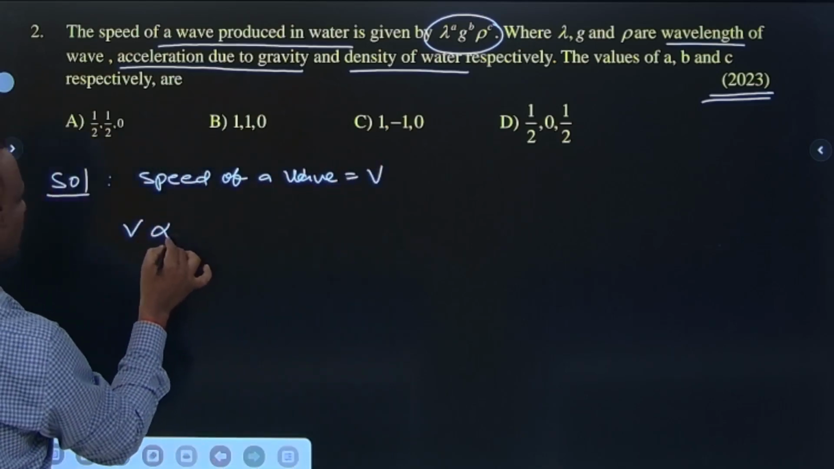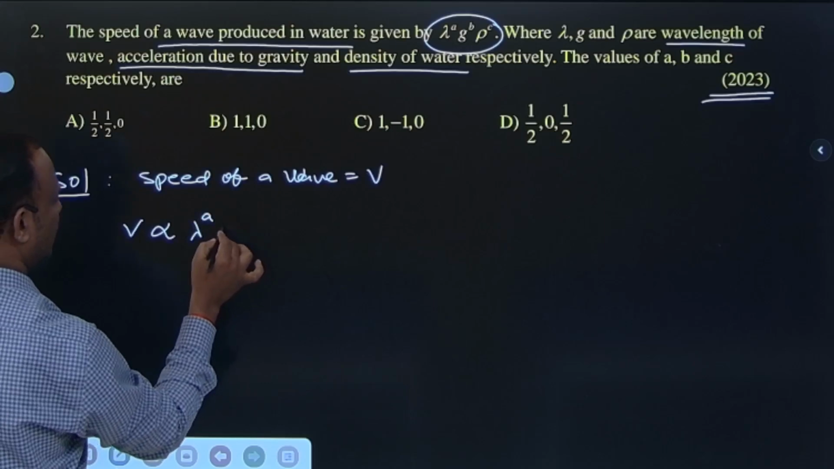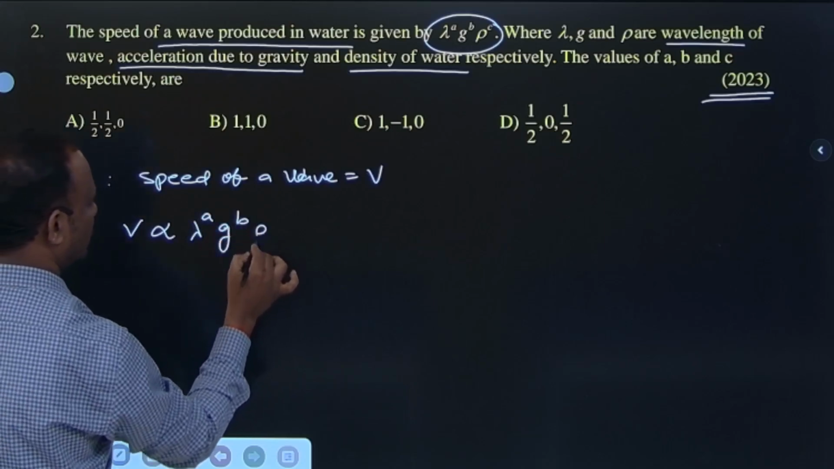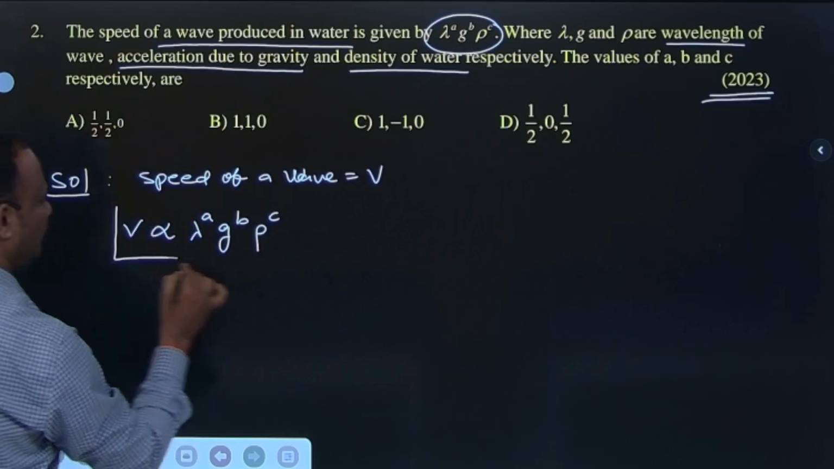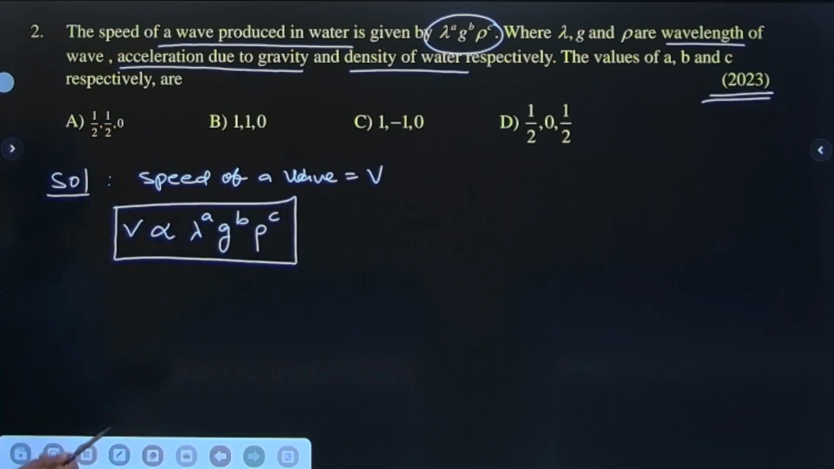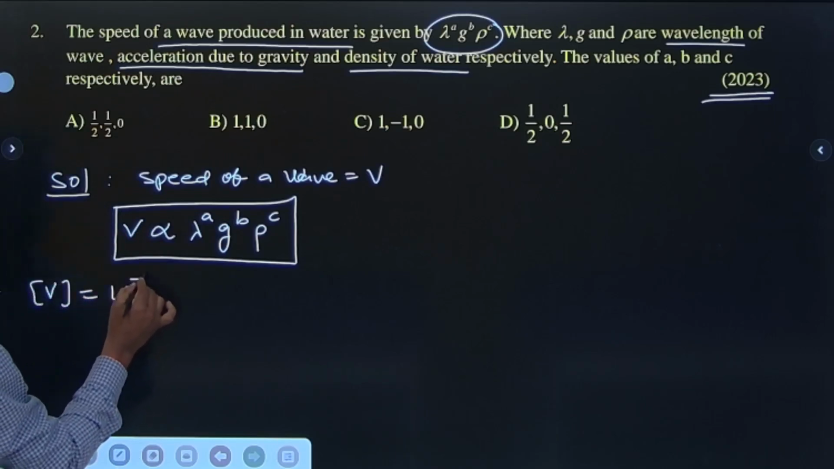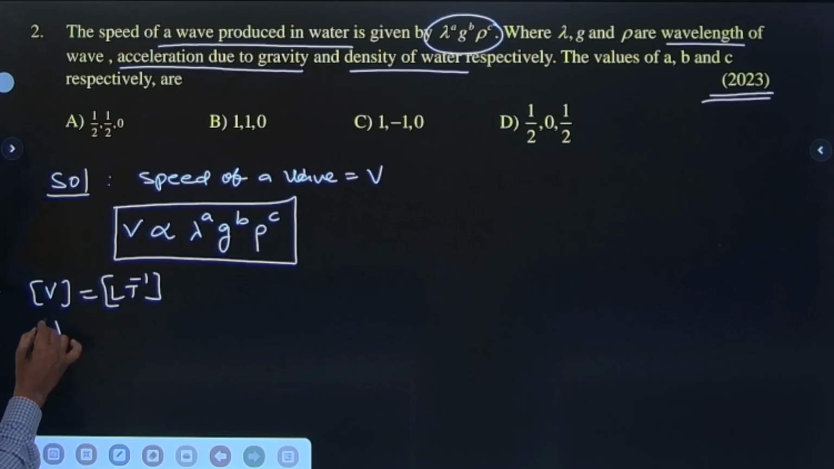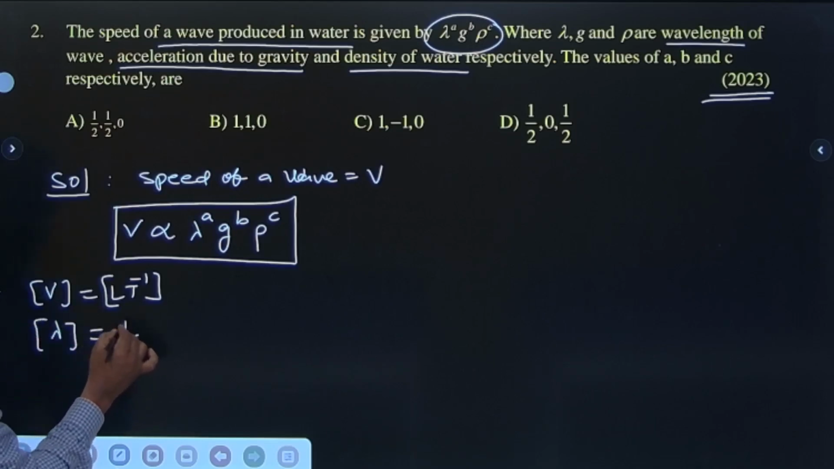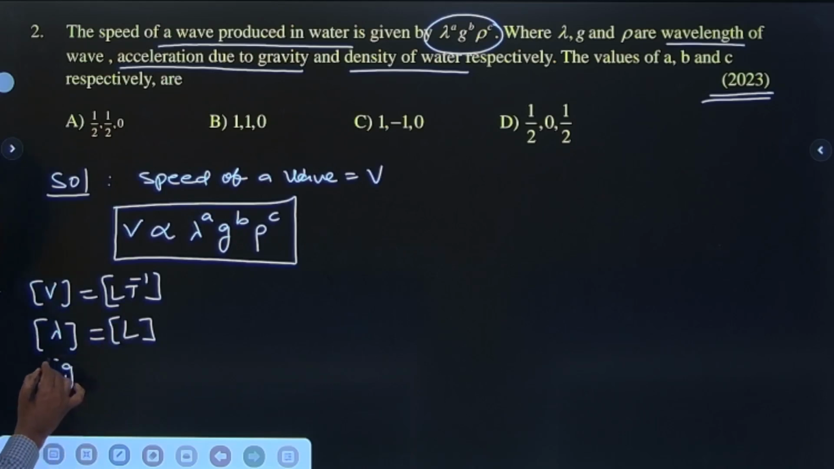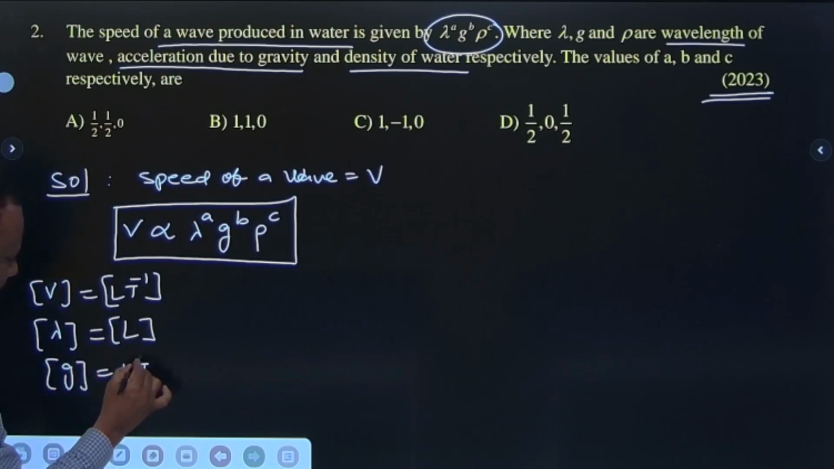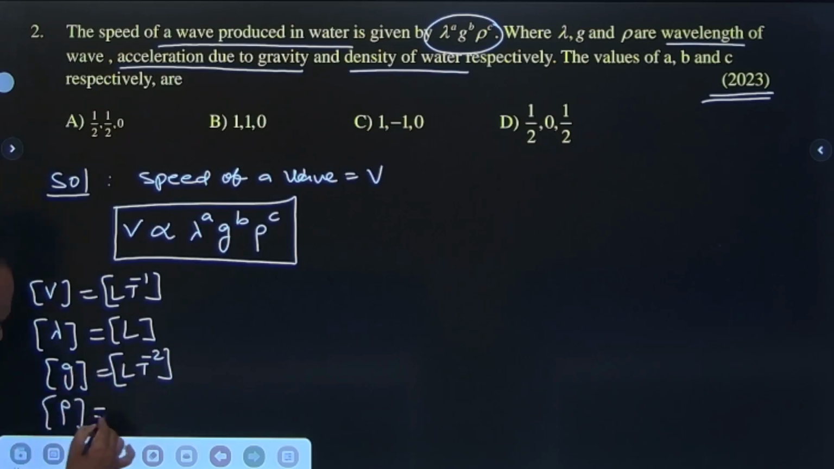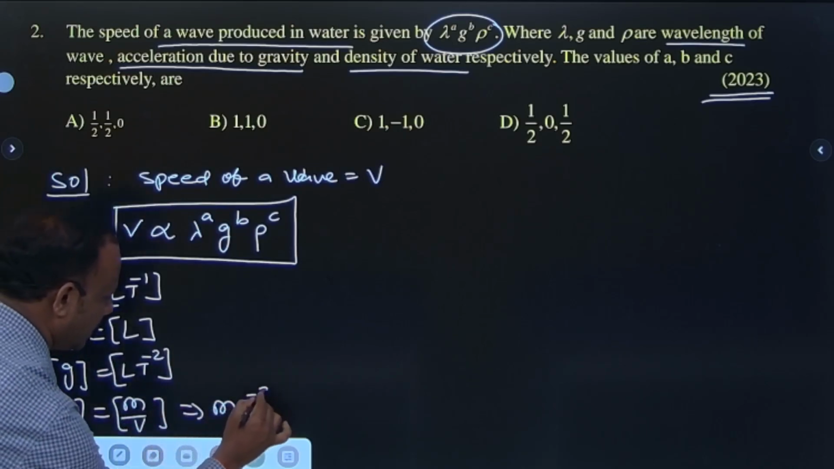V is proportional to lambda to the power of A, G to the power of B, and rho to the power of C. First we need to write the dimensional formula. The dimensional formula of V is LT inverse. Lambda, the wavelength, is L. G, acceleration due to gravity, is LT power minus 2. Rho, mass per volume, is M L minus 3.